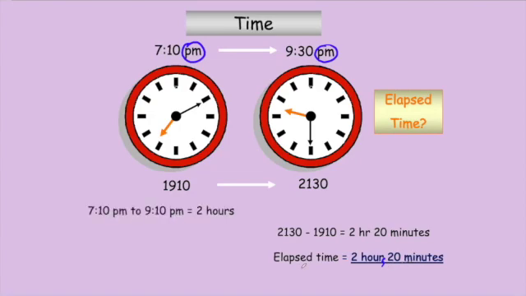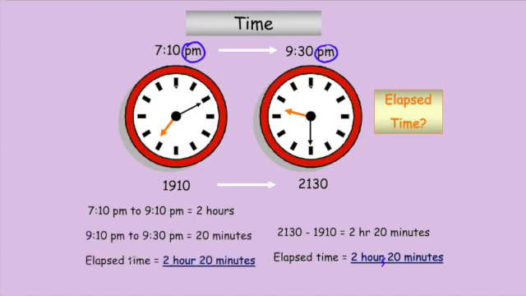And how to do it mentally? From 7:10 to 9:10 is 2 hours, and from 9:10 to 9:30 we have 20 minutes. So the elapsed time is 2 hours and 20 minutes.